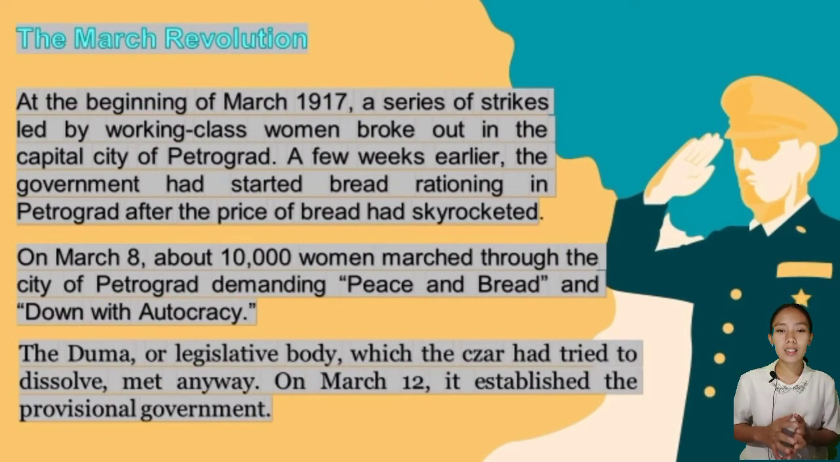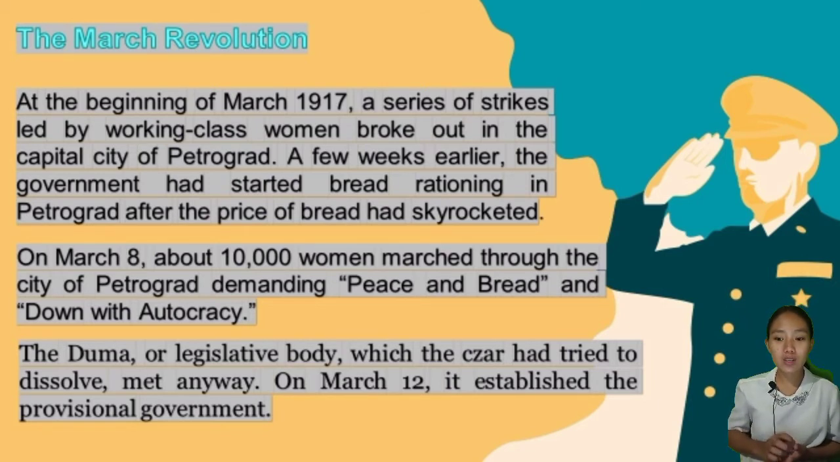So let us now tackle the March Revolution. At the beginning of 1917, a series of strikes led by working-class women broke out in the capital of Petrograd, formerly St. Petersburg. A few weeks earlier, the government had started bread rationing in Petrograd after the price of bread had skyrocketed. Many of the women who stood in the lines waiting for bread were also factory workers who worked 12-hour days.